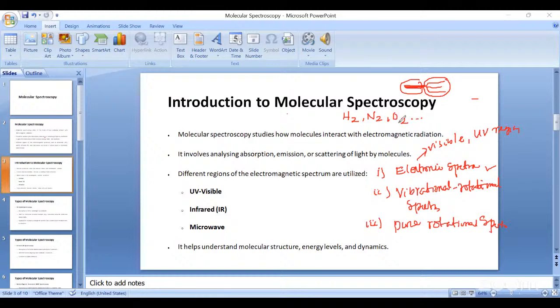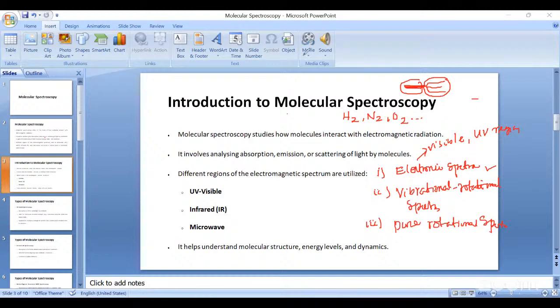Whereas in the case of heteronuclear molecules, the two atoms are different. You are going to have two different atoms forming a molecule, and the type of molecule we call a heteronuclear molecule.